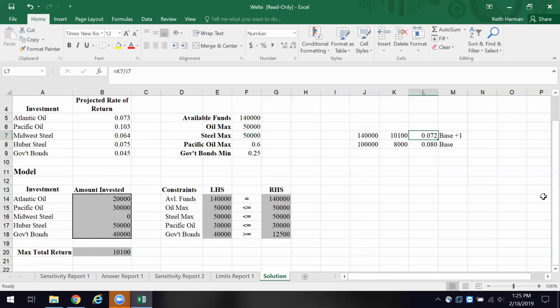Now, for me, this is probably about the best starting place. The sensitivity reports are fine. The limits reports are fine. But I would say that before you deep dive into them, I would just look at, and I'm kind of playing some scenarios through here. Now, I have my limits on oil and steel. My commodity investments have limits. My investment in government bonds, though, there's a minimum amount.